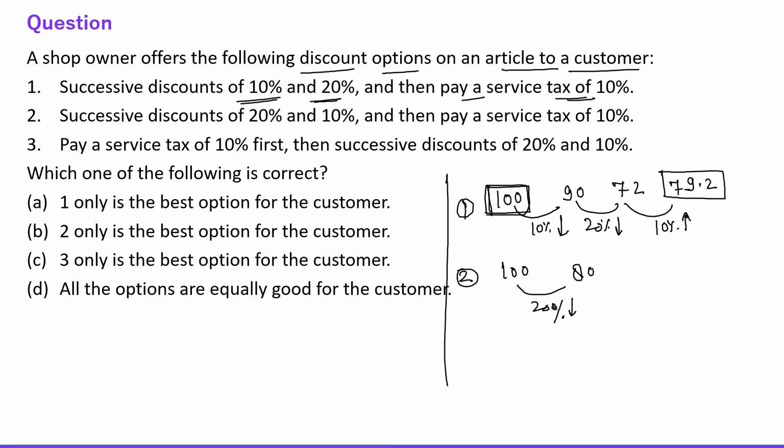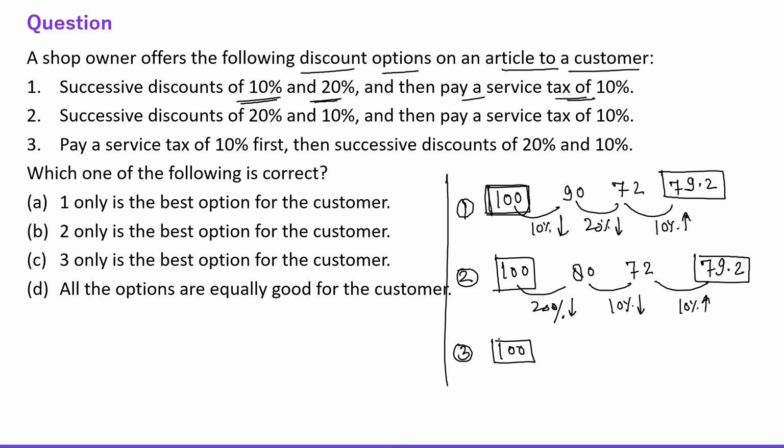So this comes down to rupees 80 and then the discount of 10%. So this comes down to 72 and then he has to pay a service tax of 10%. Then the price goes up to 79.2 rupees. Again everyone, in case 1 and case 2, the MRP is 100 and he has to pay 79.2 in both the cases. Now in case 3, MRP is rupees 100. Case 3 says pay a service tax of 10% first. So 10% service tax he has to pay first. So the price goes up to 110 rupees.